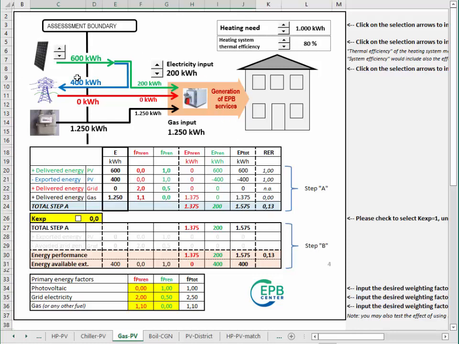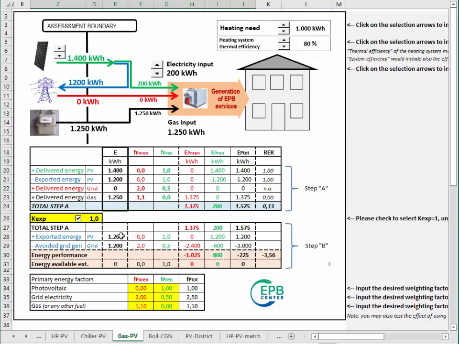You can only compensate auxiliary energy needs with your on-site PV panels. But if we select K exported equal 1, then the exported electricity will be taken into account in the energy performance of the building. And if you have enough PV production, you can even overcompensate the use of natural gas and get an energy performance in terms of non-renewable primary energy which is negative. Or you could even have a negative renewable energy ratio if your total primary energy becomes negative.